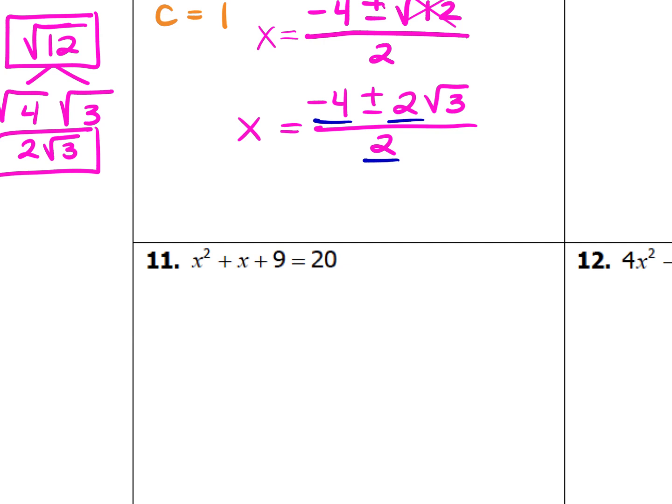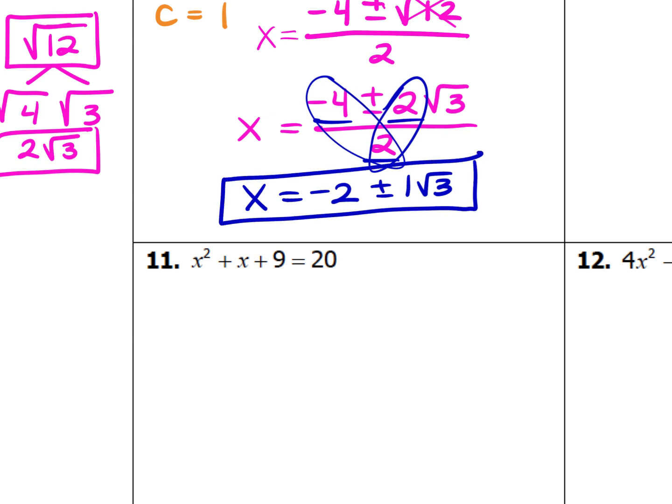If everything's divisible by the same thing, in this case, everything is divisible by 2, then you just divide it. Negative 4 divided by 2 is negative 2. What's 2 divided by 2? 1. So negative 2 plus or minus 1 times the square root of 3. Can I add those together? No, one's a radical and one is not. So you're done. That's your answer. It is still 2 answers. It's negative 2 plus the square root of 3, and it's negative 2 minus the square root of 3. You just don't have to write them as 2 separate answers.